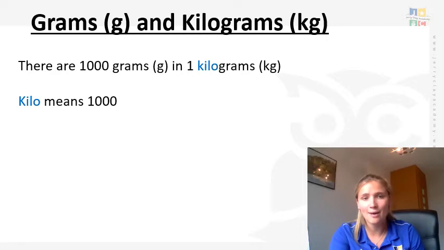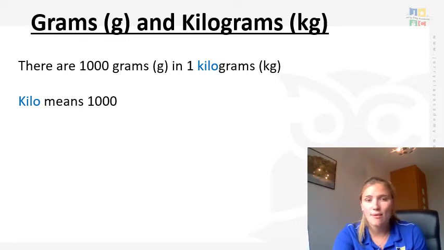So a quick recap: grams and kilograms are what we use to weigh different objects, especially when we're baking or cooking. And we know that there are 1,000 grams in a kilogram, because kilo means 1,000.